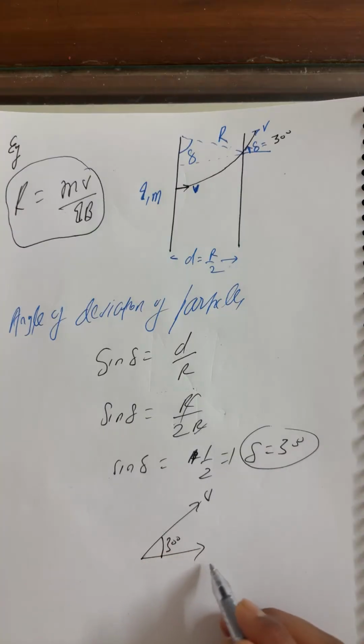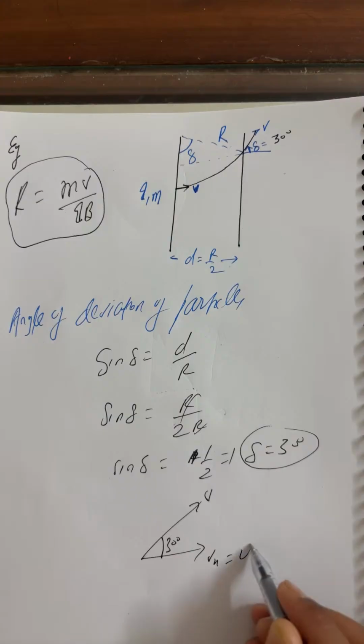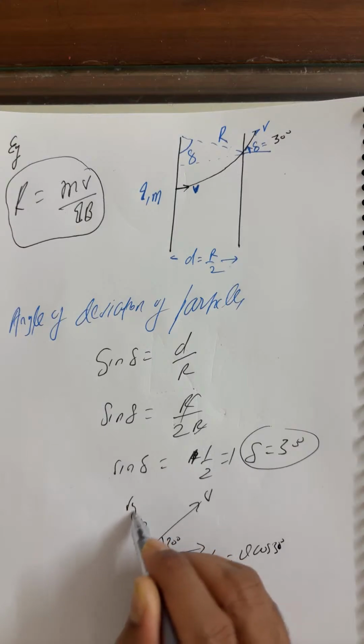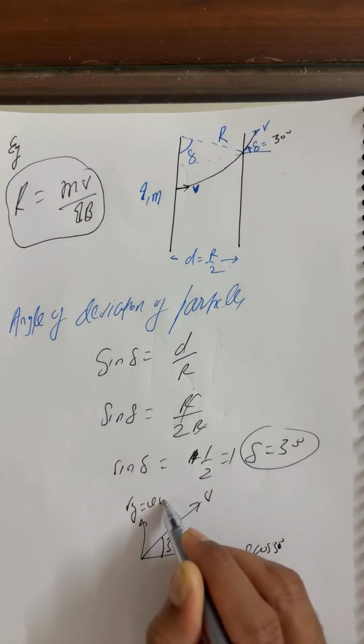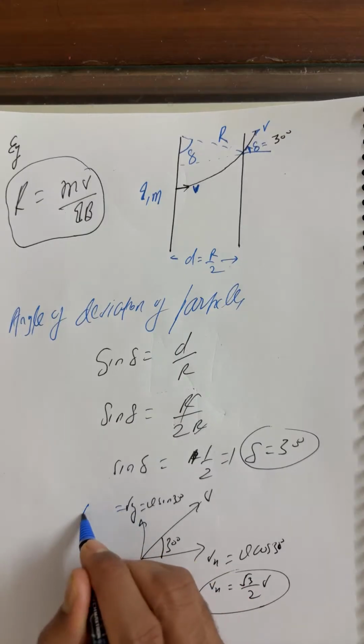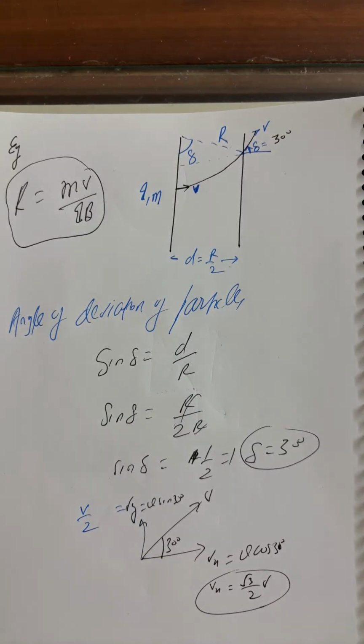30 degree. So you can write beta, this is Vx equals V cos 30 degree beta. This is Vy, V sin 30 degree beta. So Vx you can write root 3 by 2 V, and Vy you can say V by 2. V cos 30 here is root 3 by 2. Now beta, V beta by 2, this is V by 2.